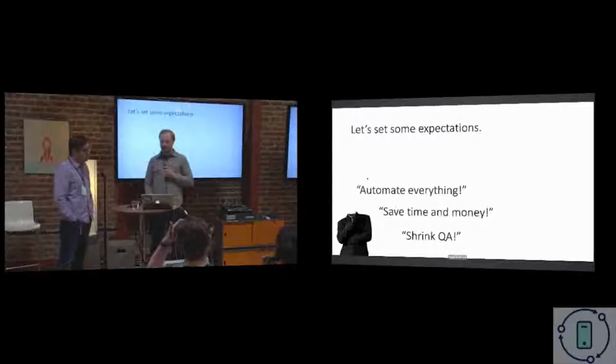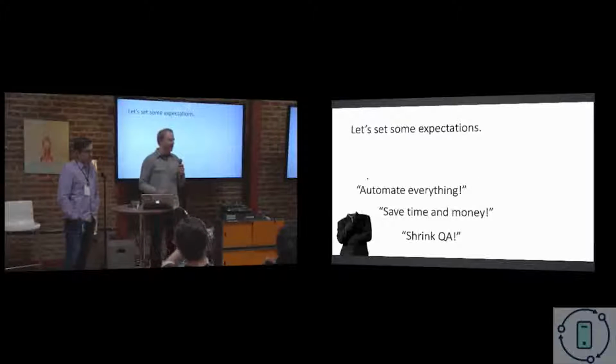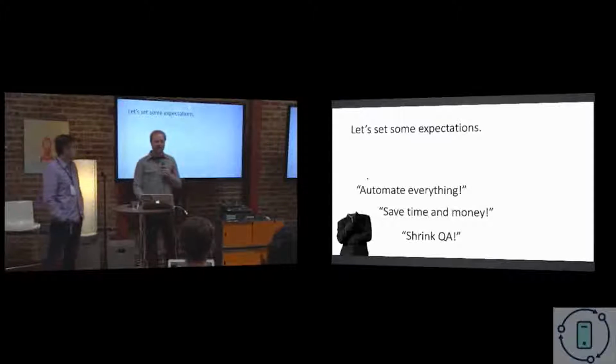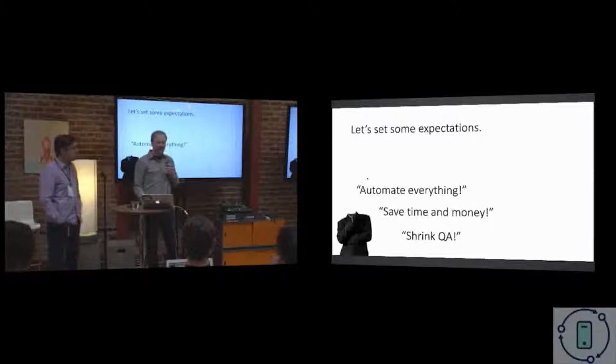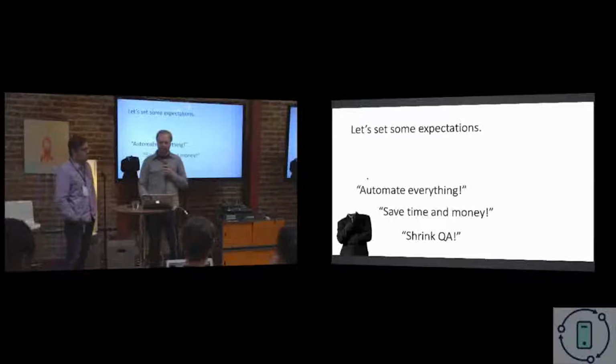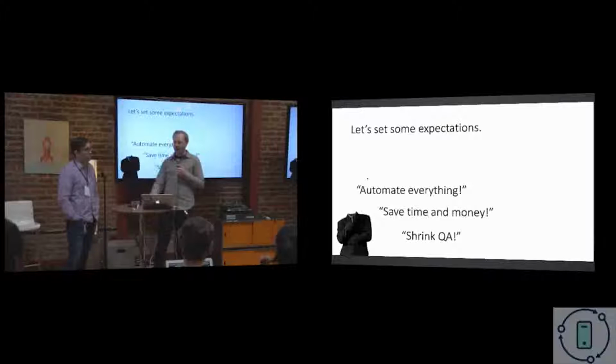The first thing you want to do when you're going to tackle automation is to set expectations. Sometimes those expectations don't come from you. They come from someone else, maybe somebody above, and they're saying things like, automate everything, we're going to save time and money, we're going to shrink the QA team. This is not a healthy way to come at automation. These are not the goals.